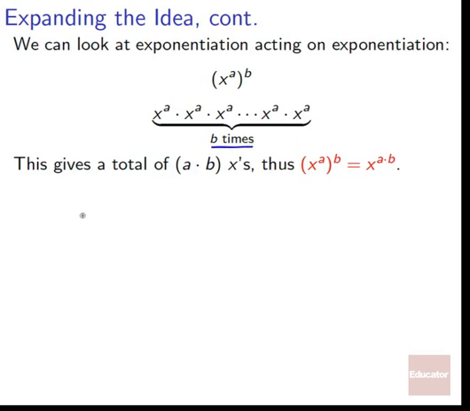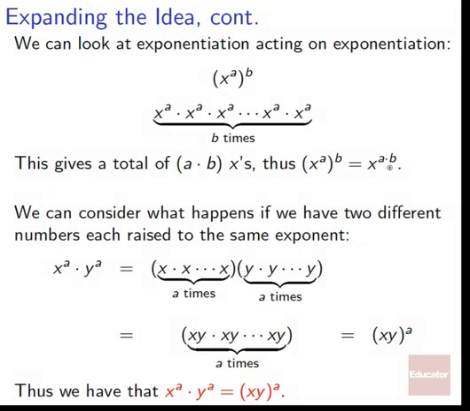Why is that the case? Well, imagine if in each box there are 5 rocks. Well, if we've got 3 of these boxes, then it is 3 times 5. So if we've got a x's in each of these boxes, each of these x to the a's, and we have b many of them, then it must be a times b of them in total. Thus, x to the a to the b is equal to x to the a times b. We just multiply the two exponents in that case.